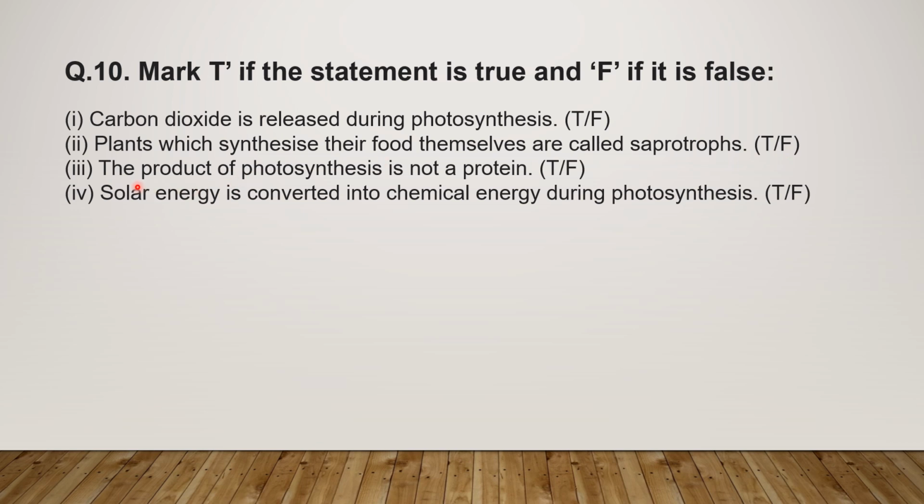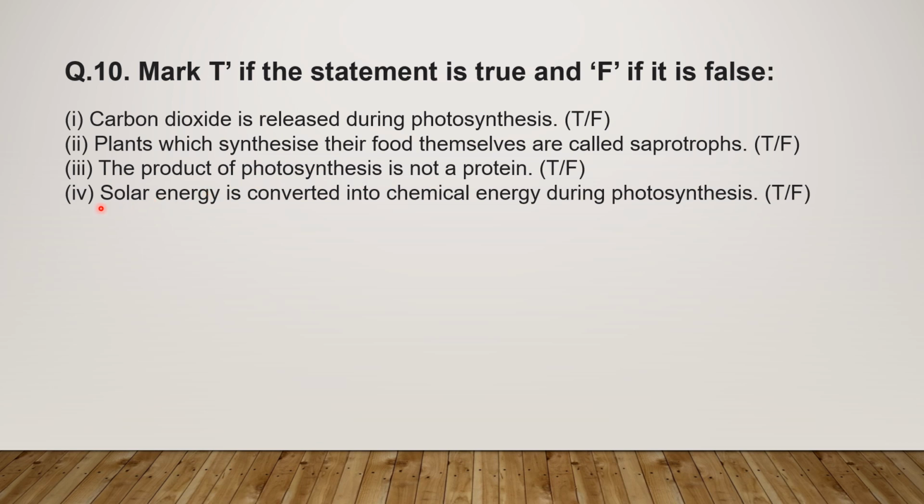The third statement is, the product of photosynthesis is not a protein. Yes, that statement is correct. The product of photosynthesis is not a protein, but it is a carbohydrate, or we can say it is glucose. So the third statement is true.